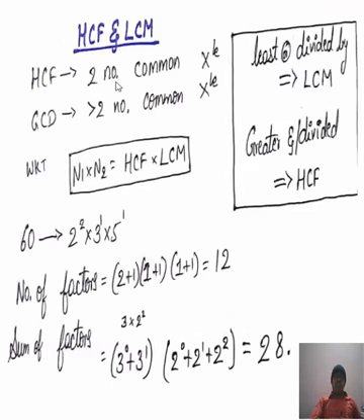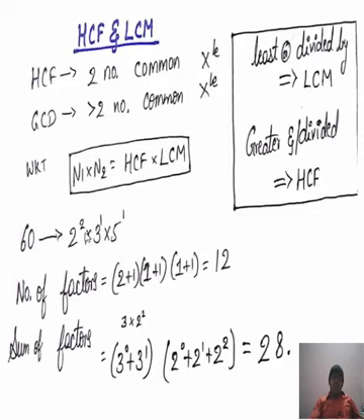Next, let us talk about HCF and LCM. HCF means, if you are considering two numbers, what is the common factor that is there? In the case of GCD, greatest common divisor, you compare more than 3 numbers. We know that n1 times n2 equals HCF times LCM. The product of two numbers equals HCF into LCM.